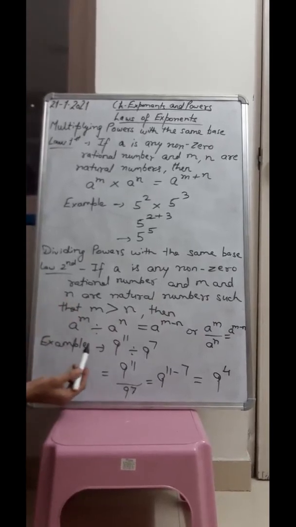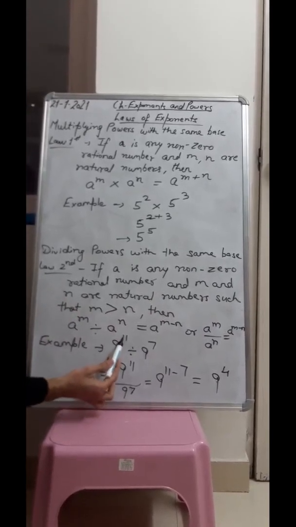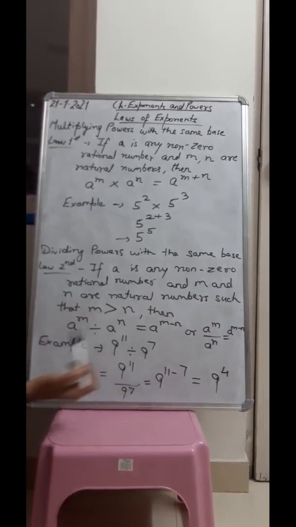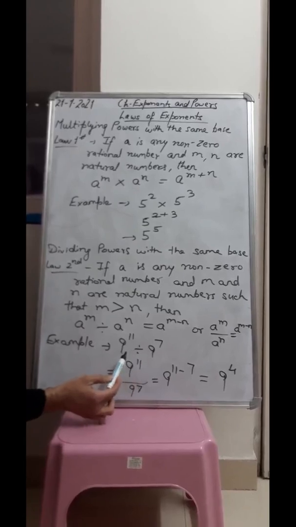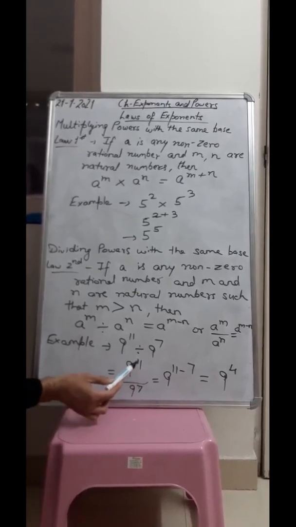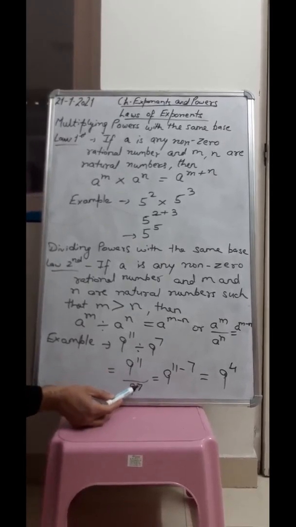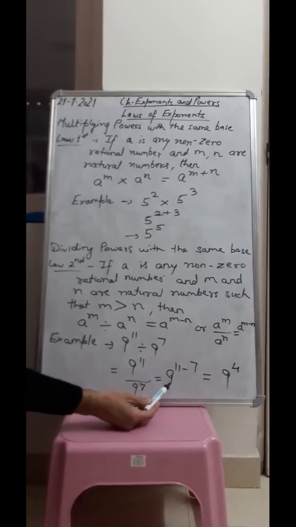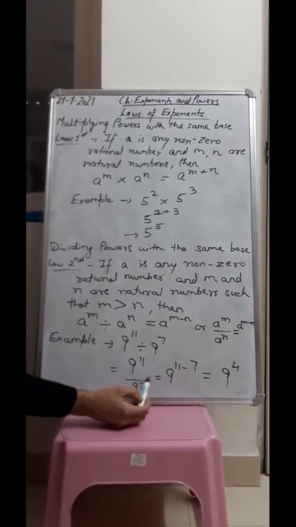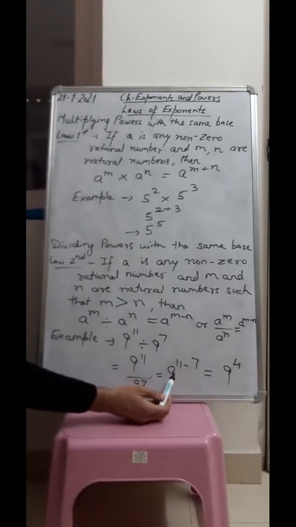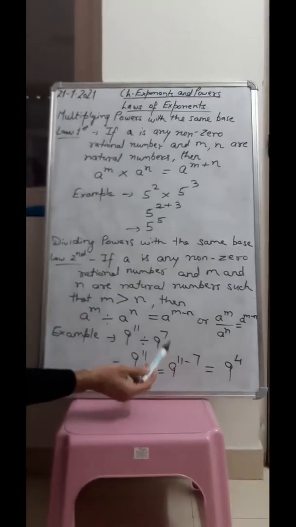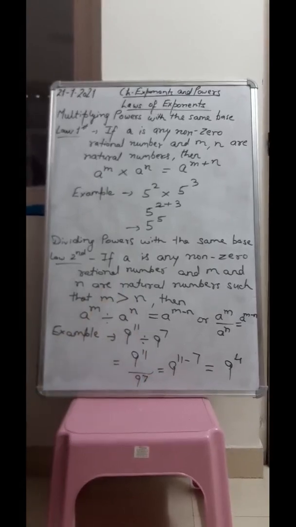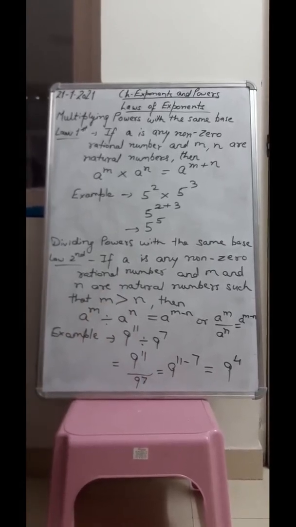Example, 9 raised to power 11 divided by 9 raised to power 7. We can write this in the form 9 raised to power 11 upon 9 raised to power 7. The base will remain 9 only and the powers get subtracted. So it will give us 9 raised to power 4. In this way we can divide exponents.